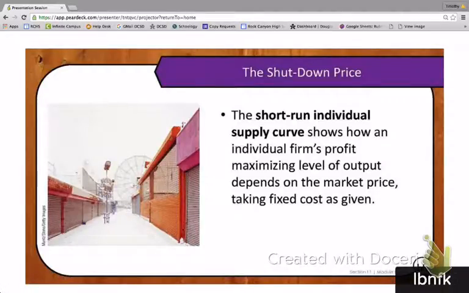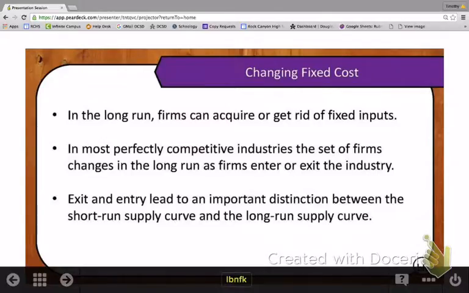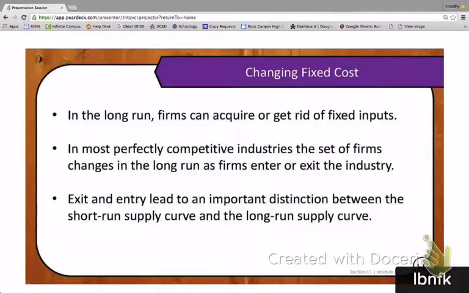So the short-run individual supply curve we've seen shows how an individual firm's profit maximizing level of output depends on the market price because we take fixed cost as a given. We have to pay it whether we are producing or whether we don't produce. Now, the firm cannot change fixed costs in the short run. However, if the market price is consistently below the break-even price for a significant amount of time, eventually the firm will decide to shut down and exit the industry.